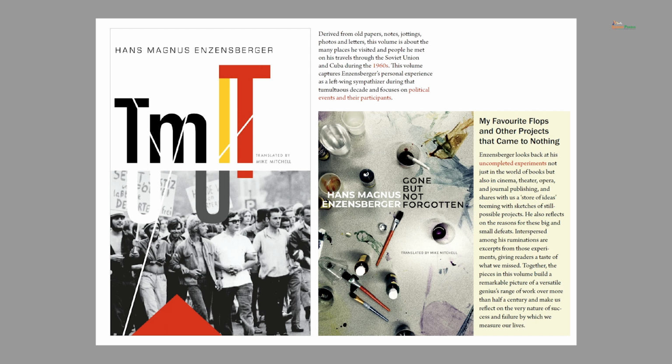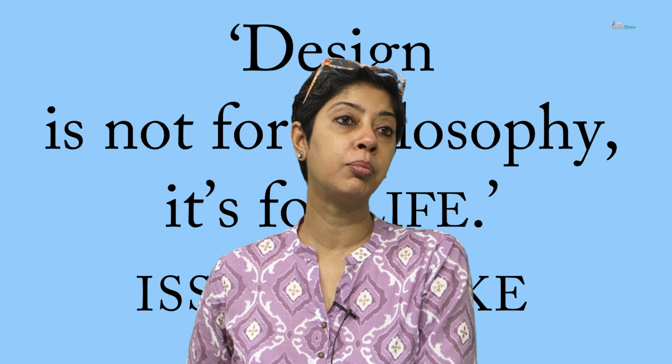The second book cover is much more imaginative in a different kind of way, because it's very interesting. It's also by Hans Magnus Enzensberger. The name of the book is Gone, but not forgotten. And what is important actually is the subtitle of this book. On the right hand side in the green box, you can see the subtitle, and it says, My Favorite Flops and Other Projects That Came to Nothing.